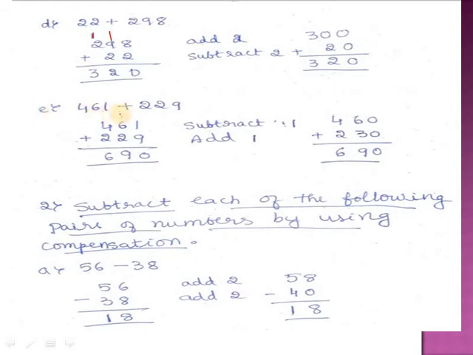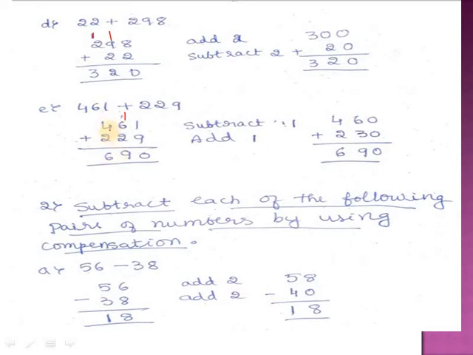Next, E. 461 plus 229. 461 plus 229. Now add. 1 plus 9 is 10. So carry over 1, 0. 6 plus 1 is 7. 7 plus 2 is 9. 4 plus 2 is 6.